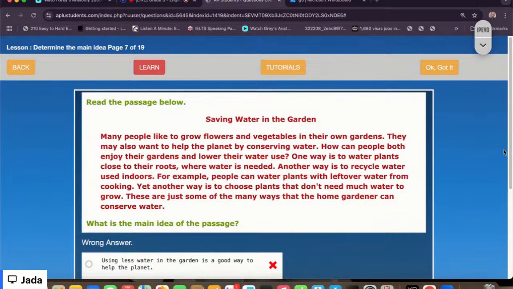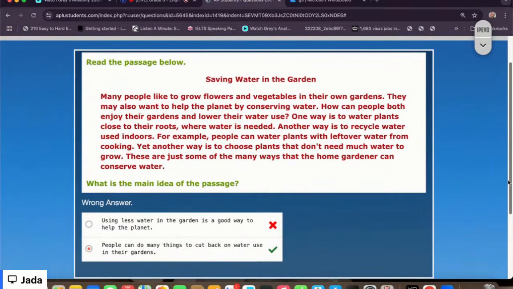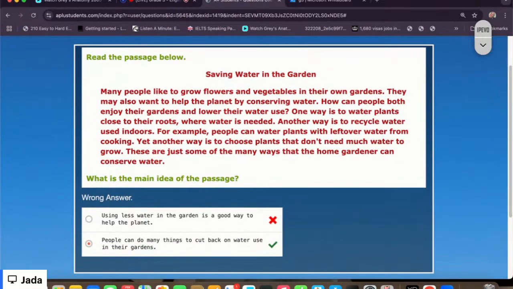So option one is wrong, but it's supposed to be people can do many things to cut back on water use in their gardens. Okay?